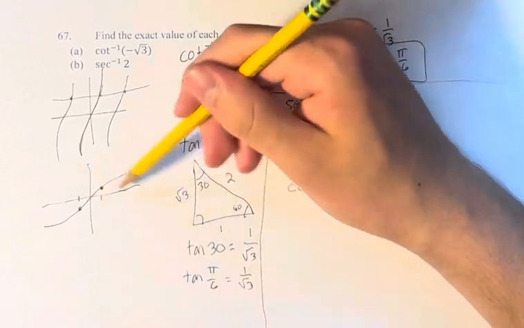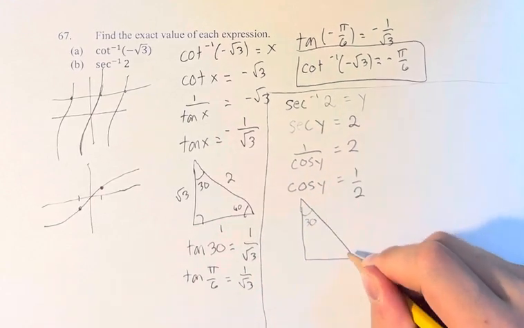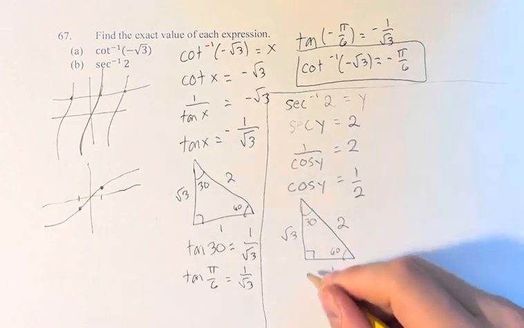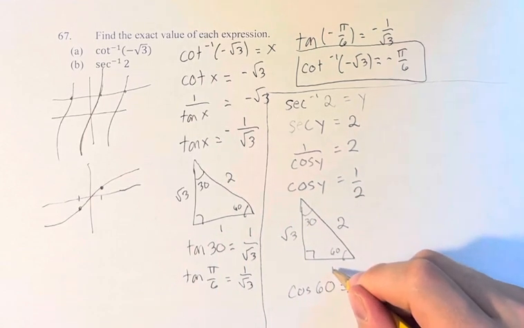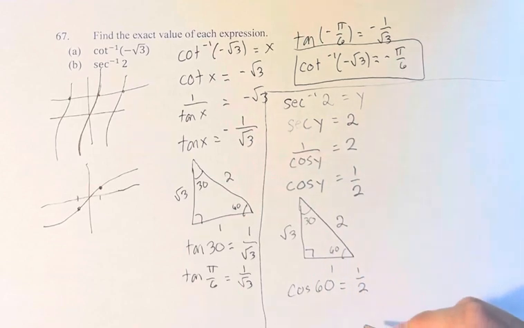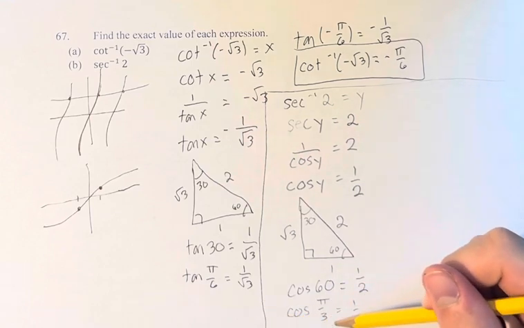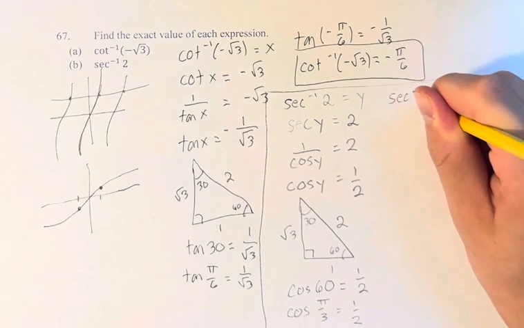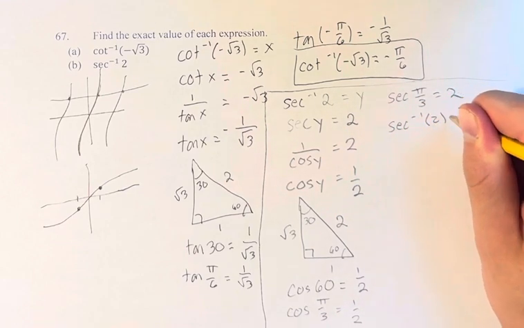This is positive, so we don't really have to worry about the graph because when we look at the triangle, say 30, 60, 90 triangle, where the side lengths are as such, the cosine of 60 degrees is the adjacent side 1 over the hypotenuse 2. Therefore, the cosine of 60, which we're doing pi over 3, because again we have to stick with radians, is 1 over 2. If the cosine of pi over 3 is 1/2, then the secant of pi over 3 is 2, and therefore secant inverse of 2 equals pi over 3.